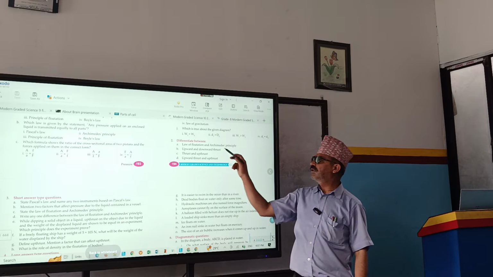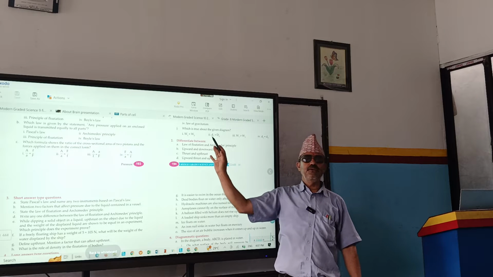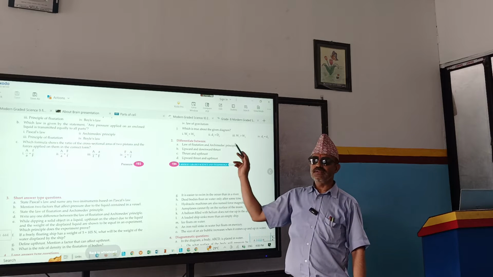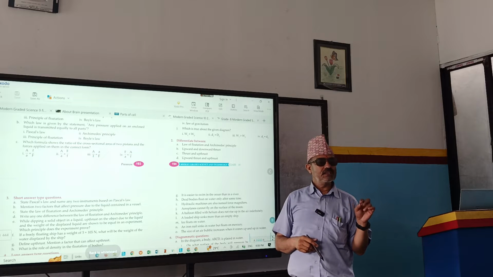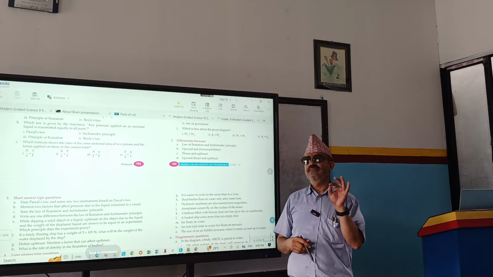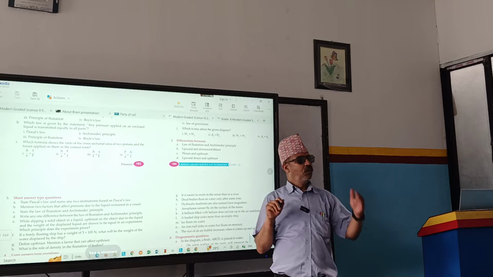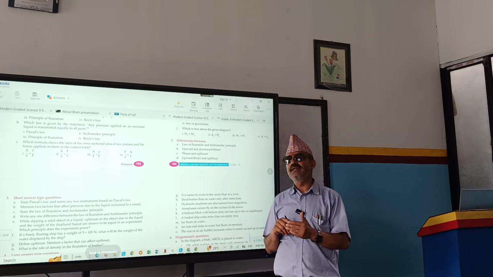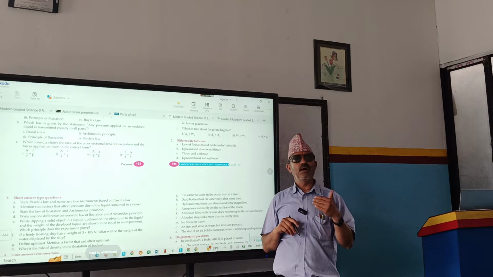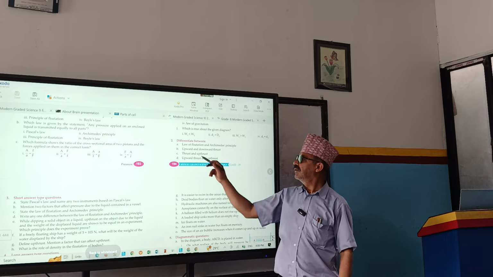Differentiate between law of flotation and Archimedes principle. Children, how do you write the difference between? Write a statement. What does the law of flotation state? A floating body displaces liquid equal to its weight. First point. Archimedes principle: when a body is wholly or partially immersed in a liquid, it experiences an upthrust which is equal to the weight of the displaced liquid.